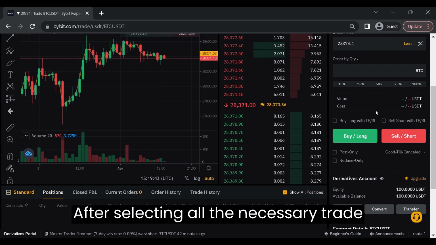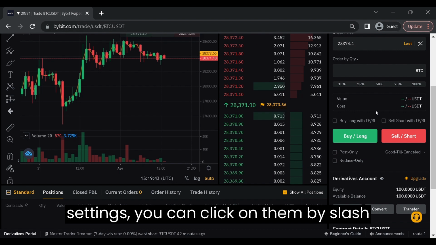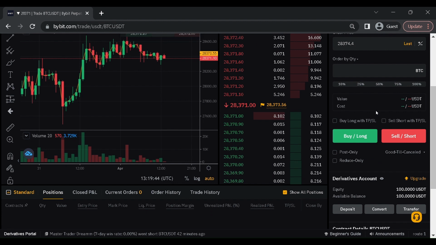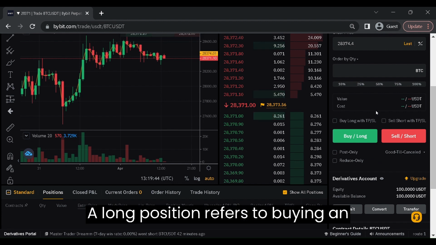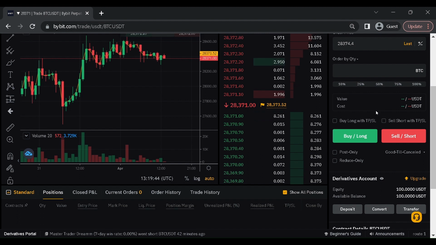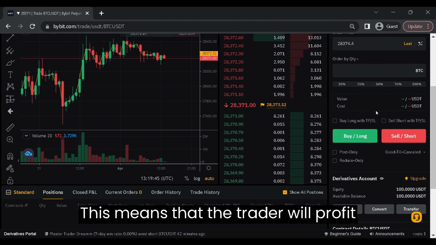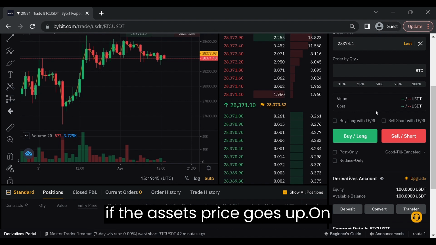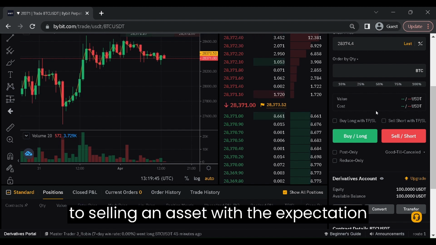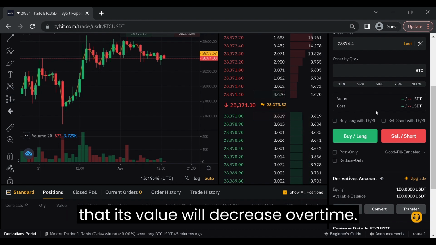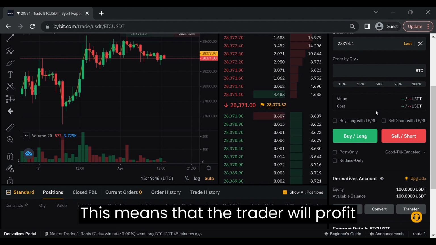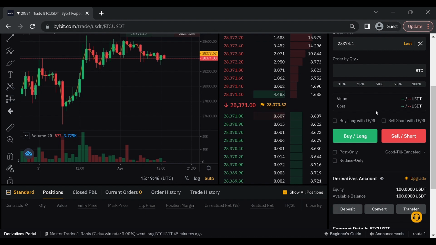After selecting all the necessary trade settings, you can click on the buy/long or sell/short button to open a position. A long position refers to buying an asset with the expectation that its value will increase over time. This means that the trader will profit if the asset's price goes up. On the other hand, a short position refers to selling an asset with the expectation that its value will decrease over time. This means that the trader will profit if the asset's price goes down.